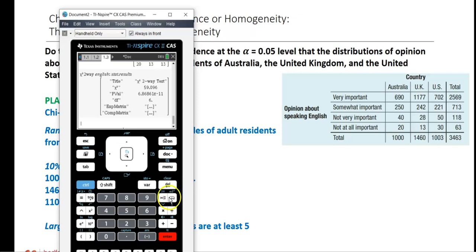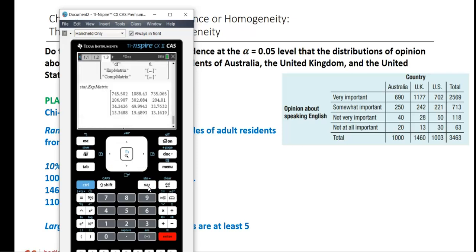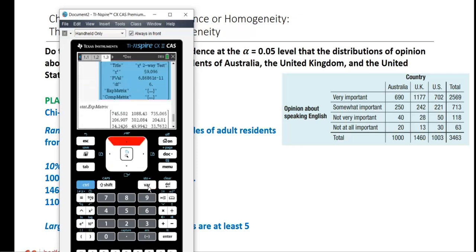And if you want to expect matrix, hit var stat expect matrix. Those are all the expected counts. So now we have the p-value. The degrees of freedom is 6 because it's 4 minus 1 is 3, times 3 minus 1 is 2, 3 times 2 is 6. Chi-squared is 59. Oh my goodness. So p-value is extremely small.